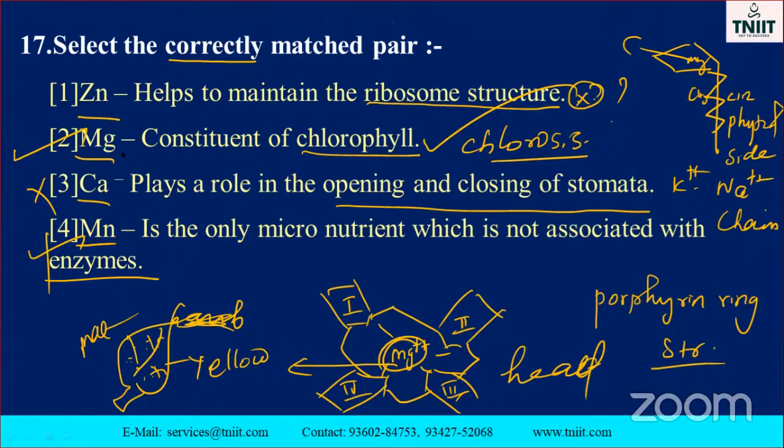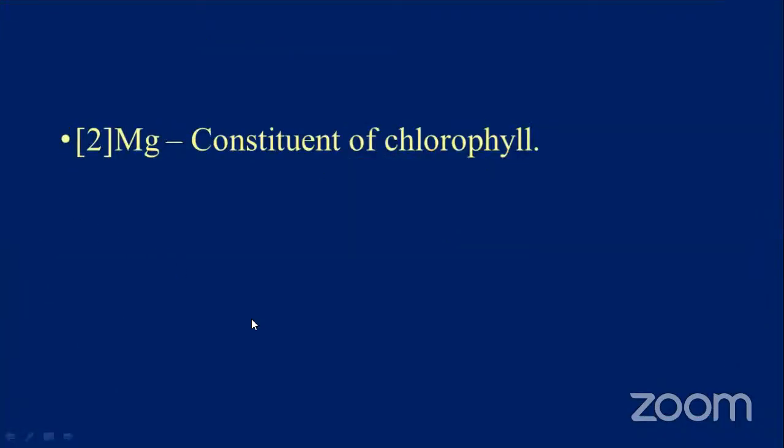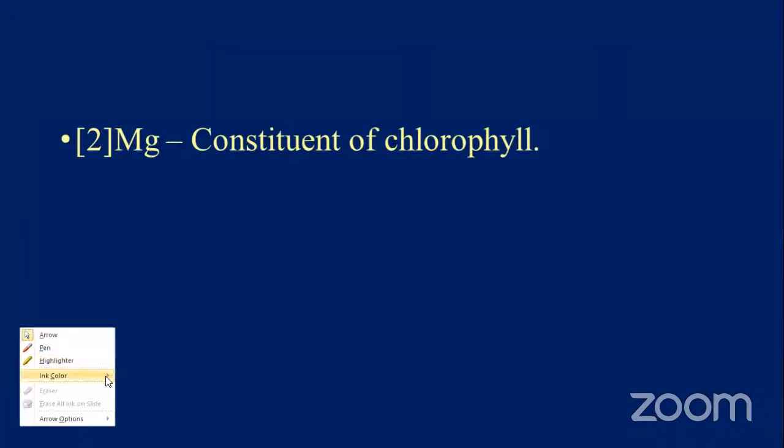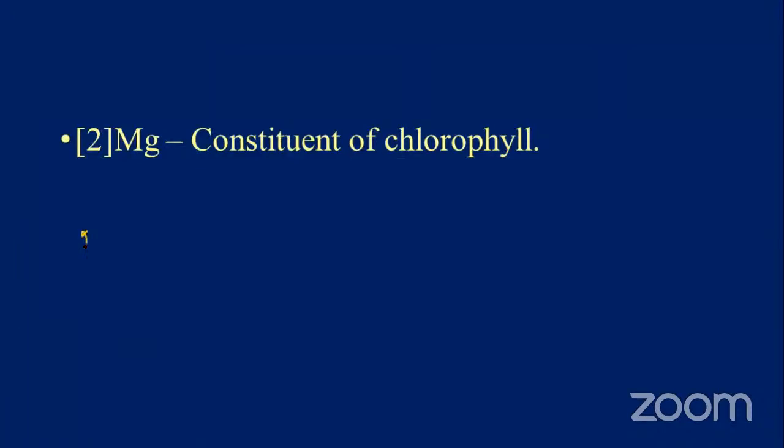Okay, so the option is which one? Magnesium is the correct option. See the option, this is the structure. Magnesium is a constituent. Don't forget, my dear students, here you should note it down. Two things are very, very important. First of all, you should know the chlorophyll structure.